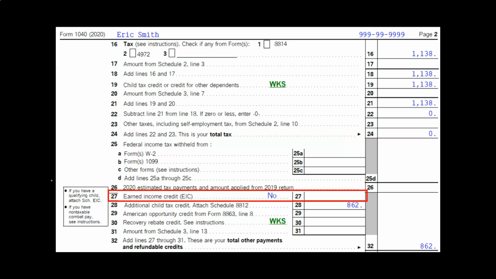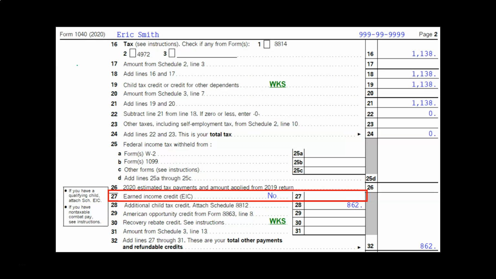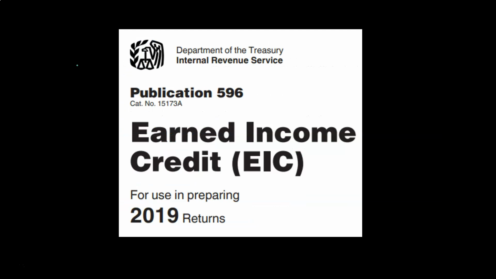So on the second page of the 1040, we're looking down here on line 27. That's where the earned income credit, the EIC, will be. Note that although the 2020 forms are out, or many of the 2020 forms are out, many of the instructions and publications have not yet been updated for 2020. We're going to be pulling some of this information from Publication 596, and we're going to get it from the 2019 information because it has a nice table, and then we'll show the updates or changes for 2020.